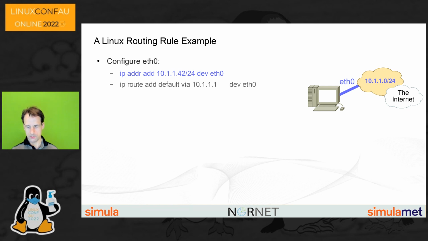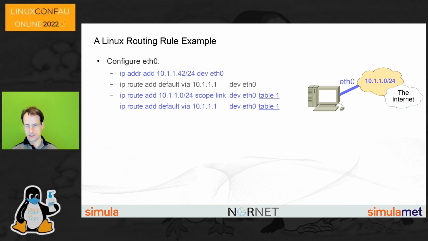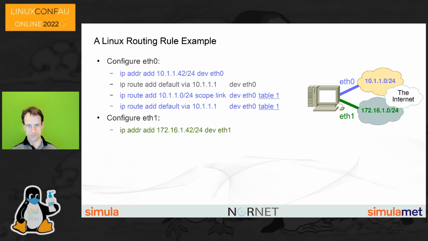But now, as I've said, we want an additional routing table for ISP1. So we define a new table. And since the new table number 1 is empty, we have also to define routing for the local scope. And of course, then add the default route. And the same we can do for Ethernet 1, for the second ISP.